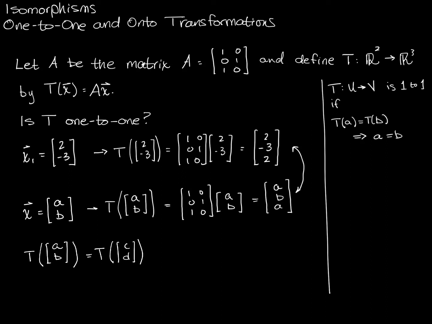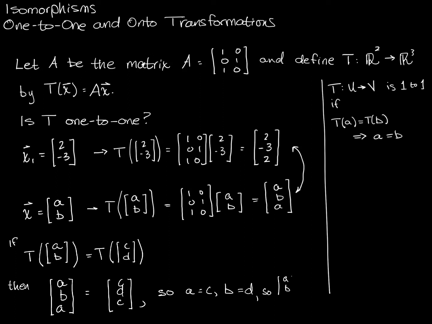If that's true, we know what the output here is. It's going to be ABA, because that's what this particular transformation does. And that means that the output here is going to be equal to CDC. But if that's the case, then since vectors are only equal if they're equal component-wise, A must be equal to C, B must be equal to D. So the vector AB must be equal to the vector CD.